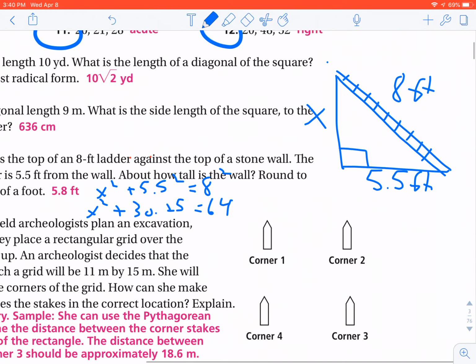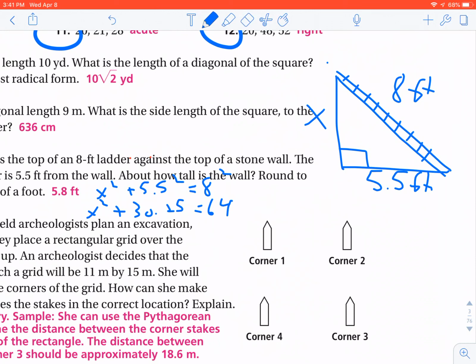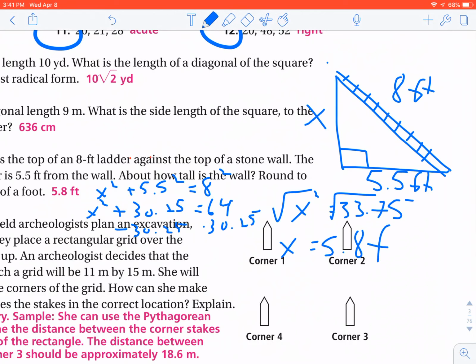Okay, I'm running out of room here. Minus your 30.25 from both sides, you get x squared is equal to 33.75. Square root, and x is, after you do all of your rounding, 5.8 feet. I hope you guys can read that. I know it's kind of shoved in there, but once you see the picture and the setup for the Pythagorean theorem, I think you guys are strong enough algebraically to go ahead and solve all of that.